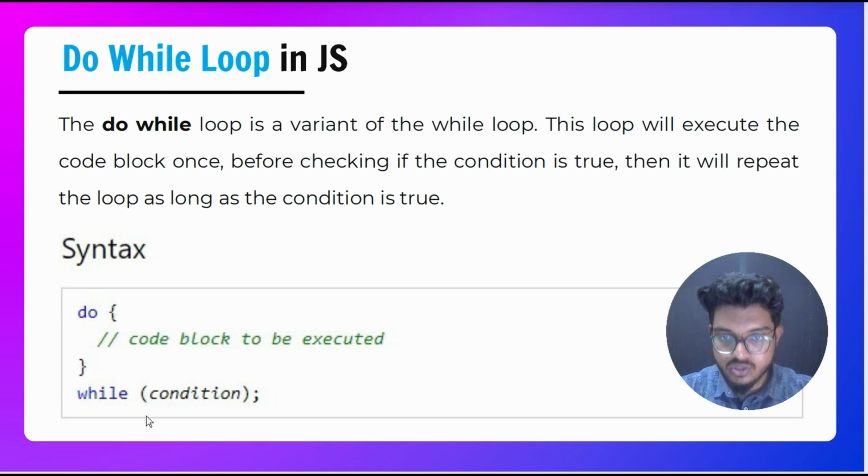Even if the condition is not true the first time, this will still get executed. But if the condition is false here, then it will break out. If the condition is true, it goes back again and iterates and continues. So I hope it is clear.